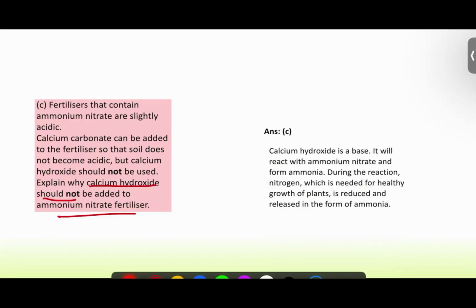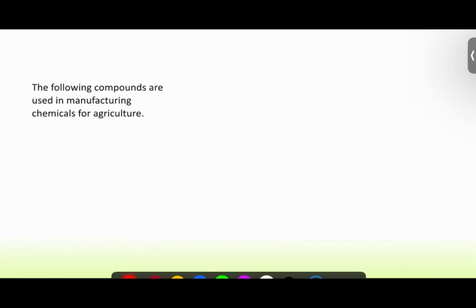So why shouldn't we add calcium hydroxide into the fertilizer, right? It's because calcium hydroxide is a base. It will react with ammonium nitrate to form ammonia. So during the reaction, nitrogen, which is needed for healthy growth, is reduced and released in the form of ammonia. So that's why. Next question.